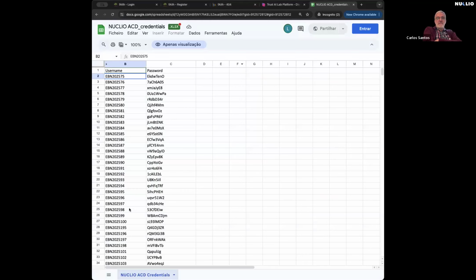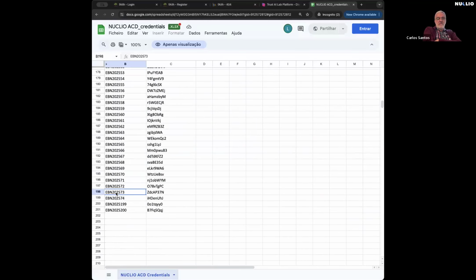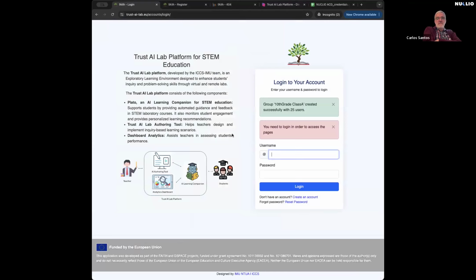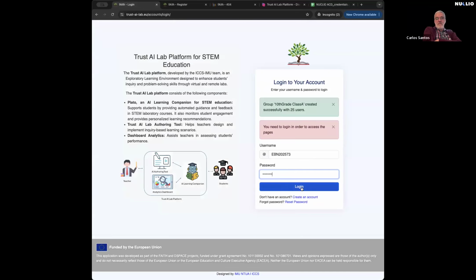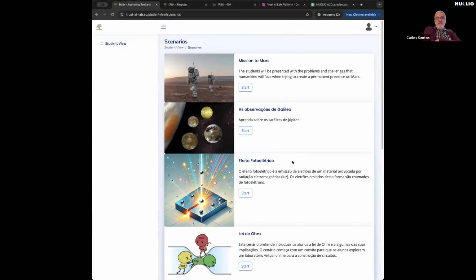For instance, I'll come to one of these that hasn't been used. This wasn't created now, but just as an example. These were accounts that we created in an online session with Portuguese teachers. For this group, I gave them permission to do these scenarios. In the case that I just created, they would only have Mission to Mars, nothing else. And now the student can start. It's taking a little bit, but it should start.